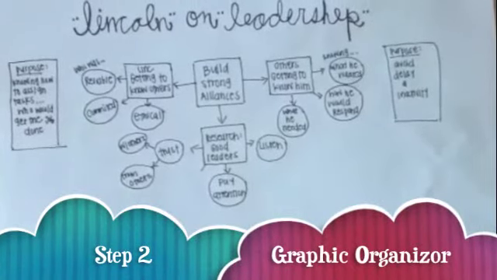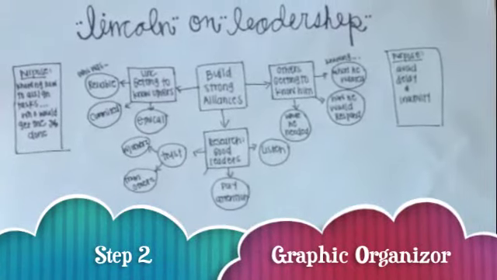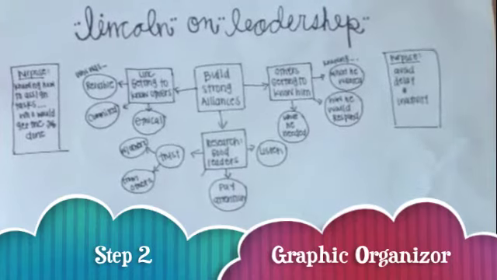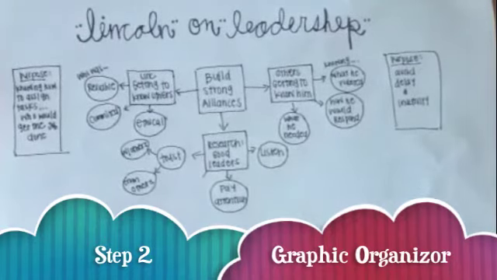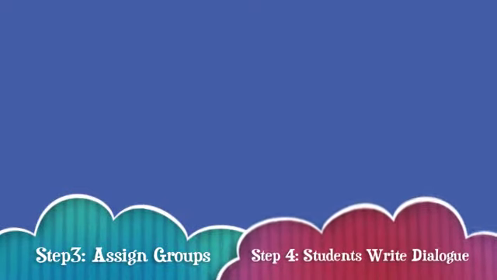In step 2 of the process, the class creates a graphic organizer. Here's an example of a graphic organizer on the passage we just read. In steps 3 and 4, students will be assigned groups and also write their dialogue. Now, enjoy watching it presented to the class.